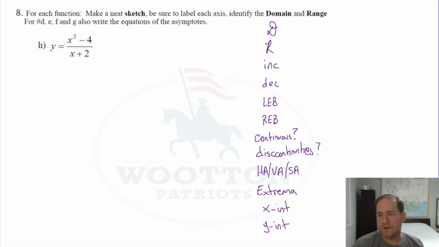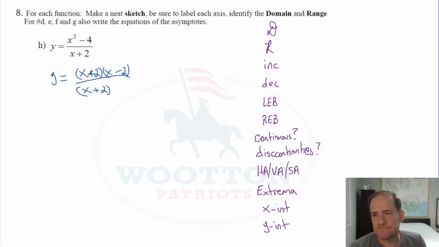All right, H is a good one. This is another rational function, and you might be thinking that it could get fairly complicated because the numerator is quadratic, but we kind of talked about this example before, because if you factor the numerator, you get x plus 2 and x minus 2. And then you do have a common factor that cancels out. So I know that this equation is the same as x minus 2, but with a further domain restriction that says x cannot be negative 2.